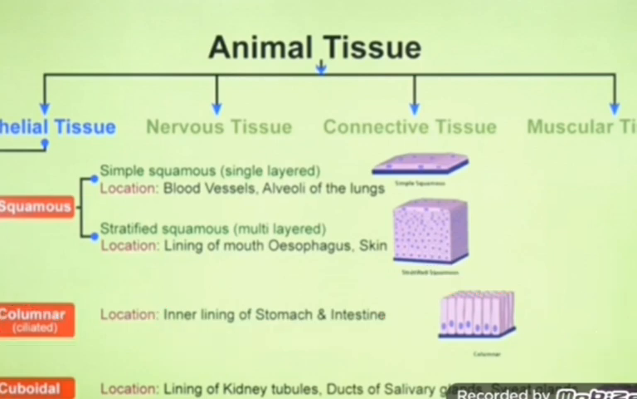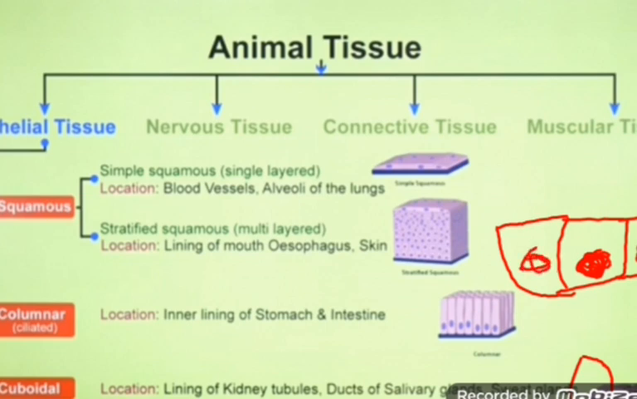Now let us look at cuboidal epithelial tissue. As you can see in this diagram, they are cube-shaped and the nucleus is present at the bottom. They are cuboidal like this, etc. And they are located in the lining of kidney tubes, ducts, salivary glands, sweat glands, etc.